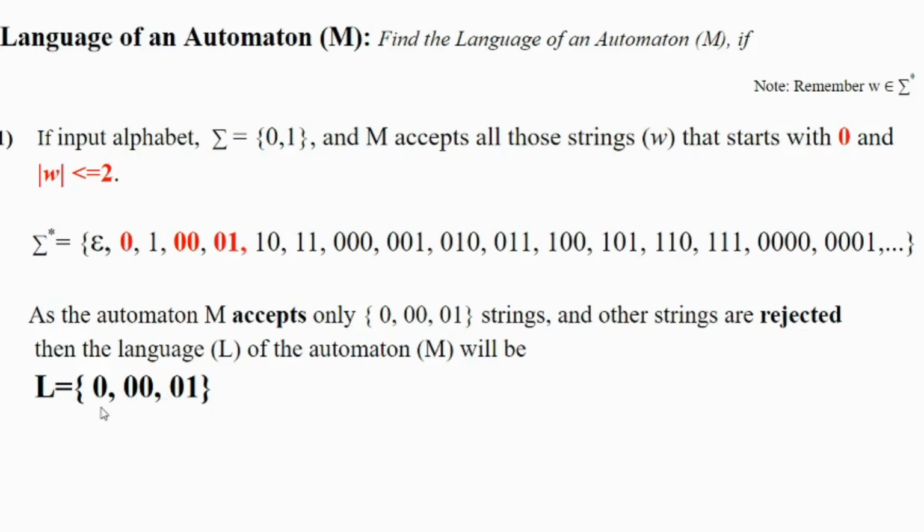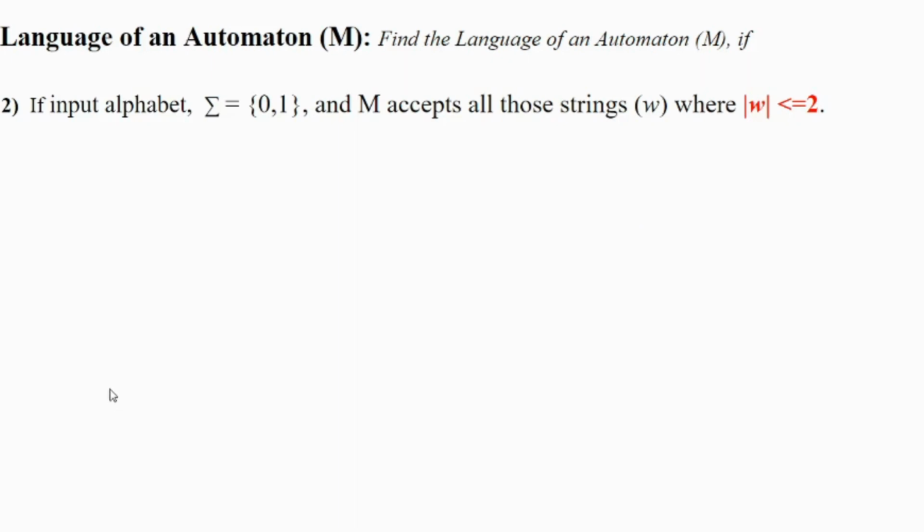So what is a language? Language is the mathematical set of all those strings which are accepted by the automaton. Okay, let's take one more example. In this case, the input alphabet given is 0, 1 and the condition is that the string length should be less than or equal to 2.